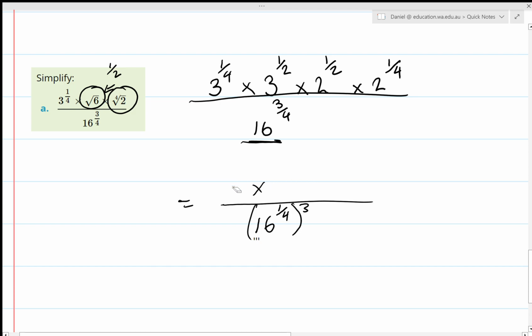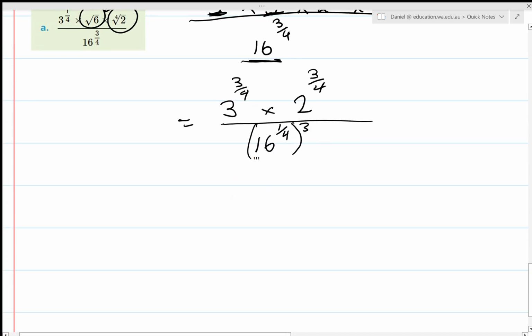Actually, let's do 2 steps at once. I've got the same base here, both base 3, multiplying them together so I can add those indices. Let's do that now. Save ourselves 1 step. That's 3. A quarter plus a half is 3/4. All right, same base as here with the 2's. Half and a quarter, they're multiplying, so we can add those together. 2 raised to 3/4. Let's give ourselves a little bit of room here, and now let's work underneath the line again.